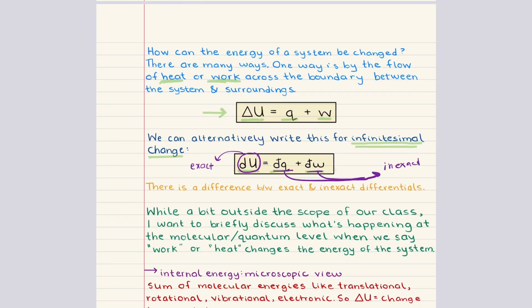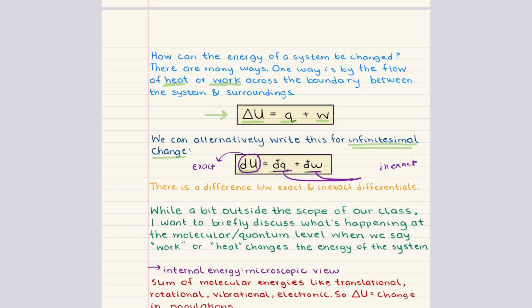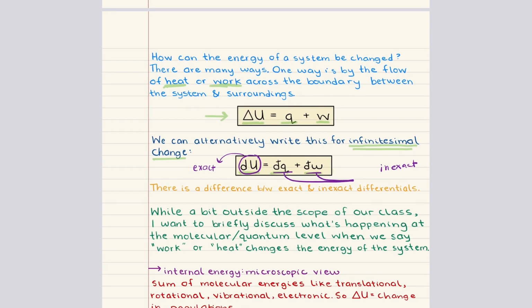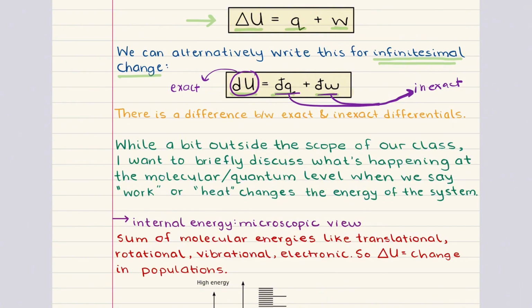To elaborate on this, internal energy U is a state function. That means it depends only on the current state of the system, things like temperature, pressure, and volume. If you go from state A to state B, the change in U is always the same no matter what path you took to get there. Because of this, we write its differential as an exact differential.